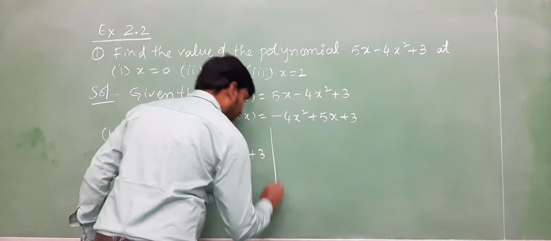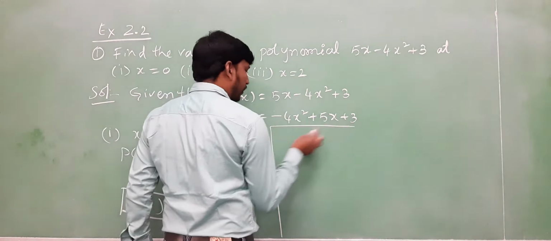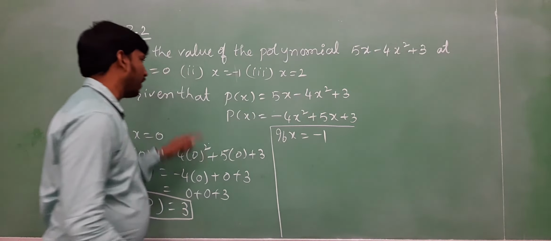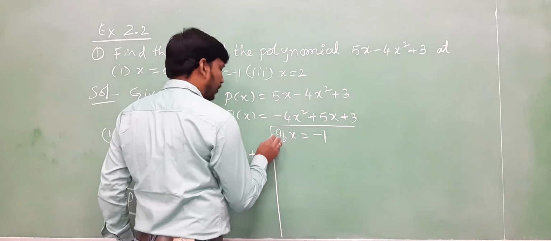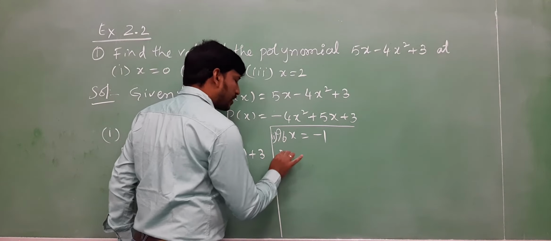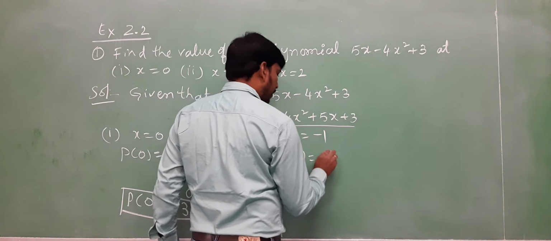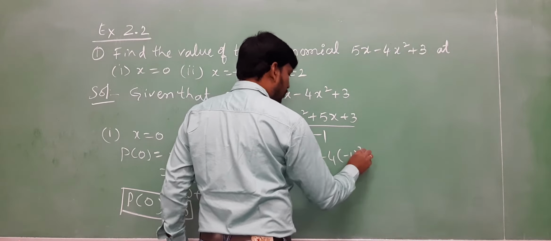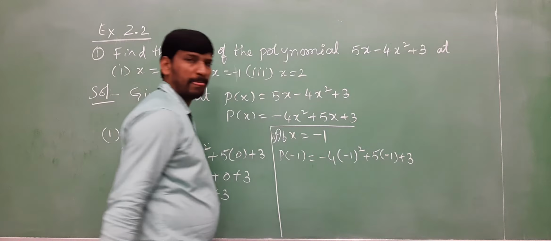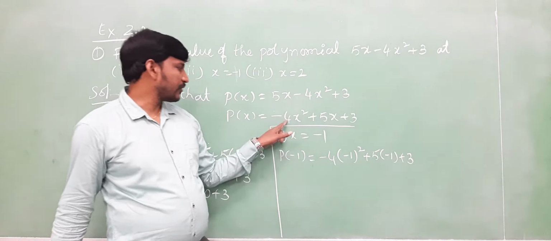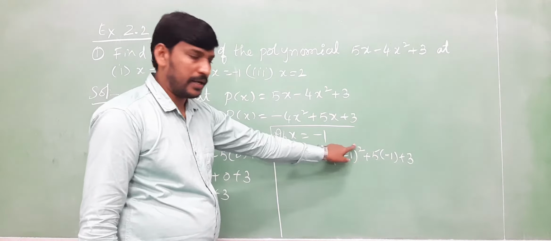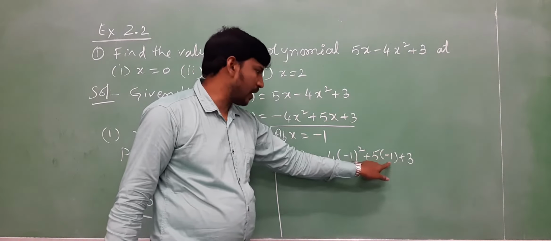Clear? Now, let us find x equal to minus 1, the second one. Okay, the second one we are going to find out. Right. So, p of minus 1 is equal to, which implies minus 4 into minus 1 whole square plus 5 into minus 1 plus 3. Clear, children? Minus 4 into x, where x is equal to minus 1. So, minus 1 whole square plus 5 into minus 1 plus 3.